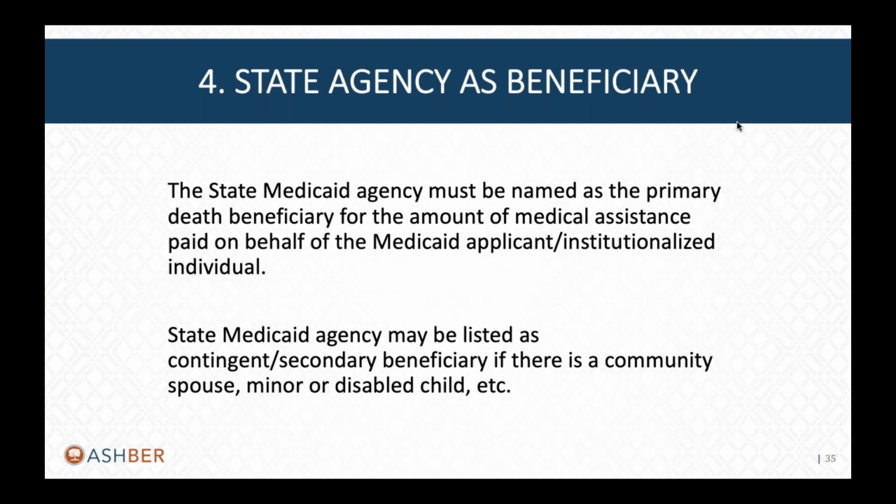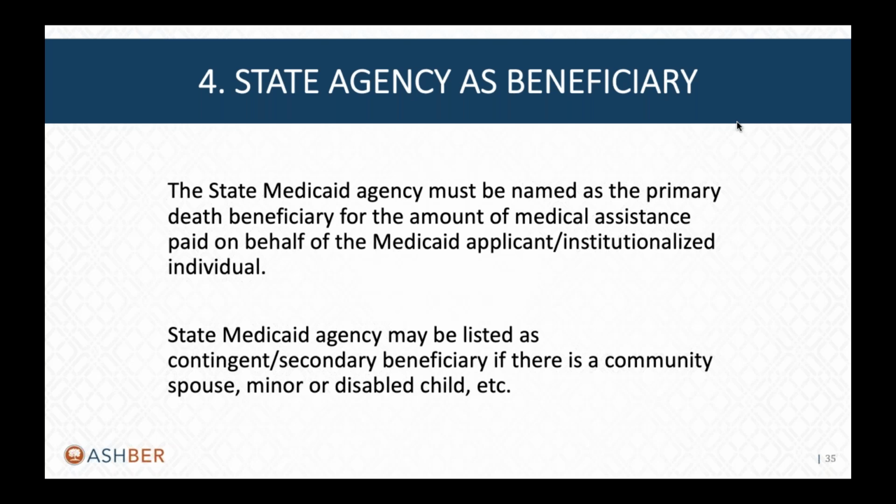The final requirement of a Medicaid compliant contract is that the state Medicaid agency must be listed as a primary death beneficiary of the policy to the extent that they would provide Medicaid benefits on behalf of the Medicaid applicant or the institutionalized individual. There are a couple of exceptions to the state being listed as the primary beneficiary, and this can include if there is a community spouse or a minor or disabled child that would be able to be listed before the state Medicaid agency.